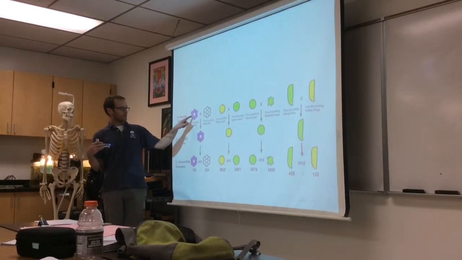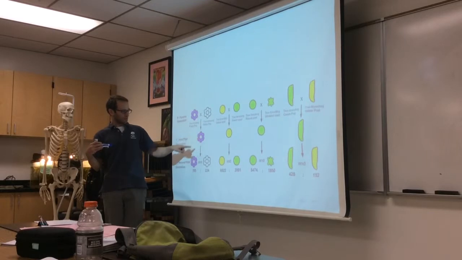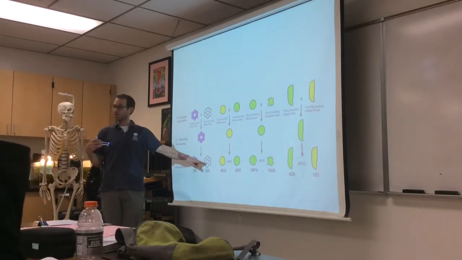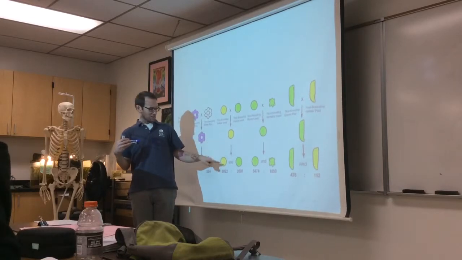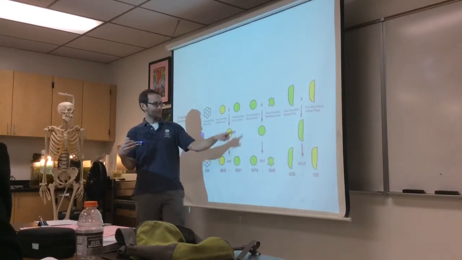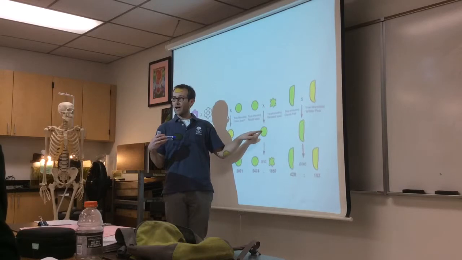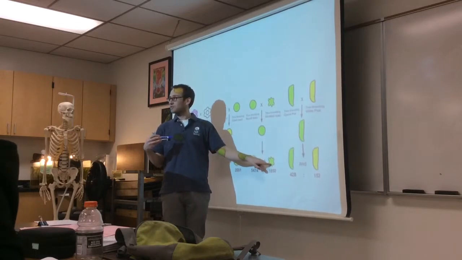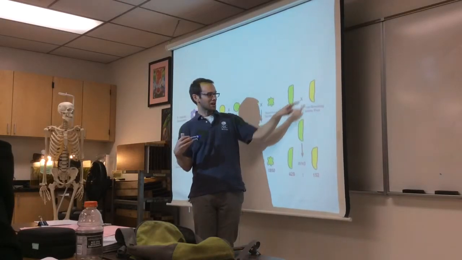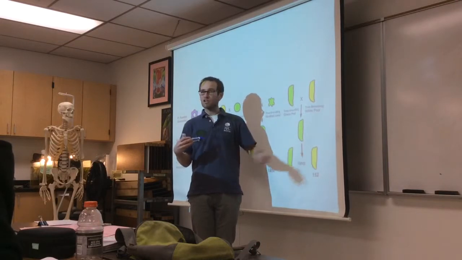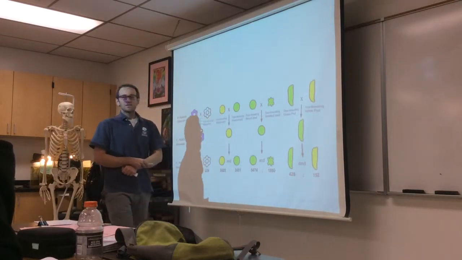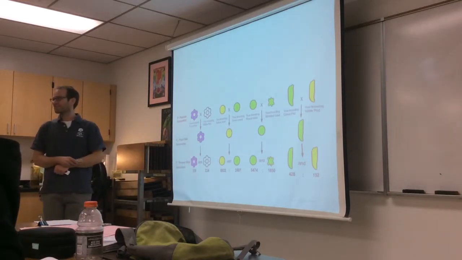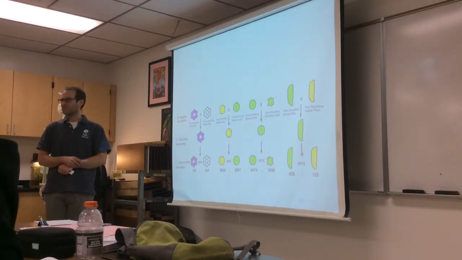So for purple to white gives you purple, it's a 3-to-1 ratio of purple to white. For yellow to green, that gives you all yellow, it's a 3-to-1 ratio of yellow to green. For round to wrinkled, giving you all round, it's a 3-to-1 ratio of round to wrinkled, and green to yellow gives you green, is a 3-to-1 ratio of green to yellow. Nice work. It is indeed a 3-to-1 ratio.